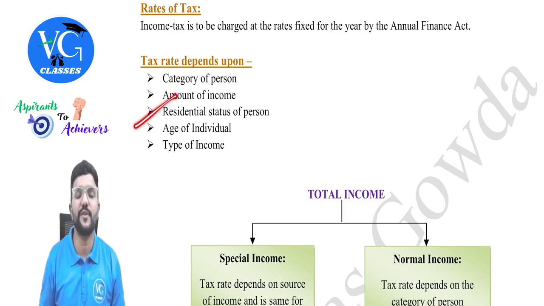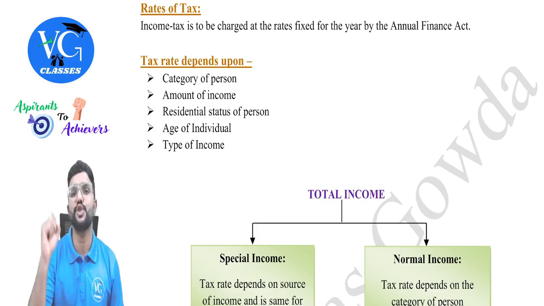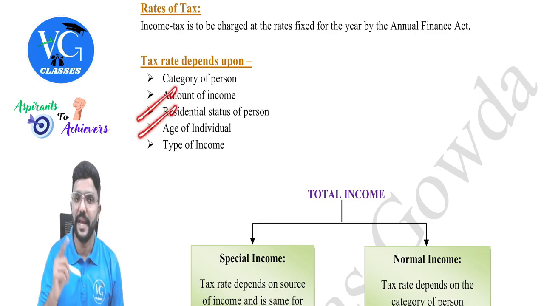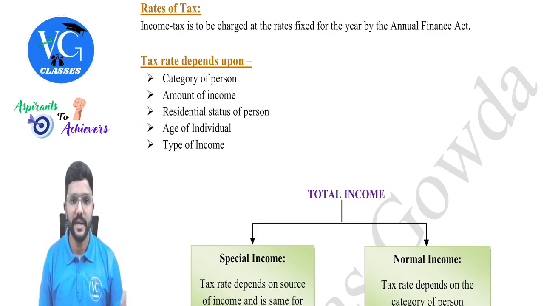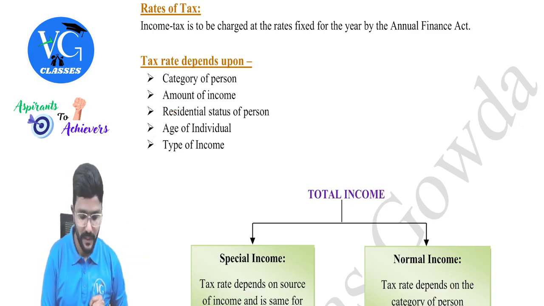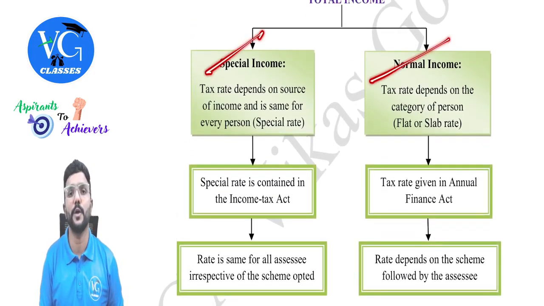Then residential status of a person, especially for an individual who is opting for the optional scheme. If the age is 60 or more, or 80 or more, then they will get the benefit of a higher basic exemption limit, guys. Okay. So residential status and age will matter there. Got it? Yes, sir. Age obviously is only for individuals, not for others. Type of income, that is whether the assessee is earning special income or normal income.